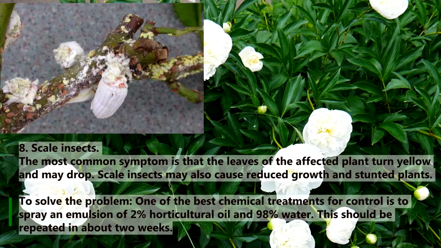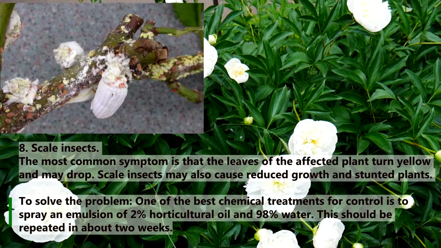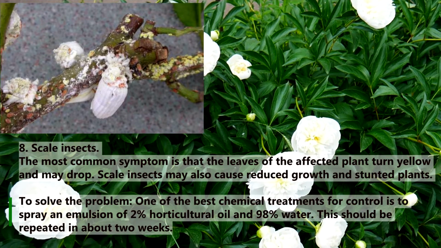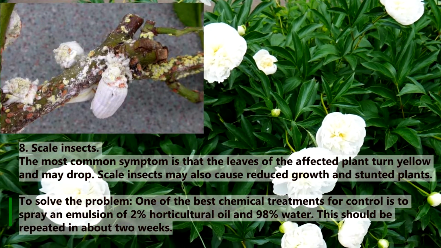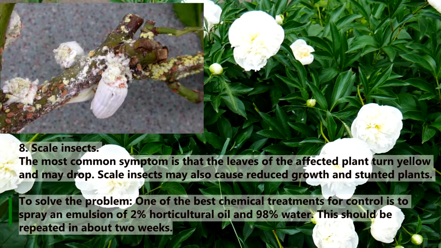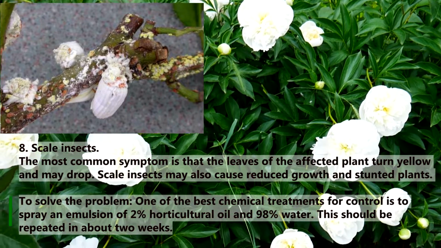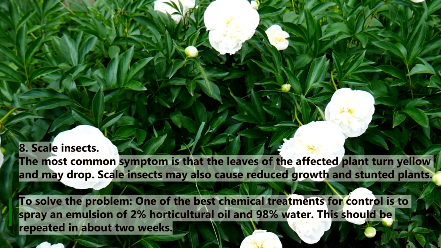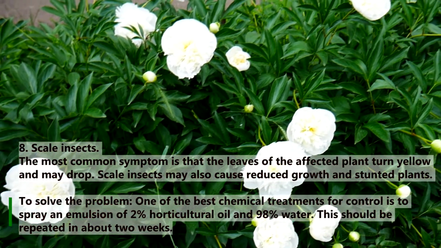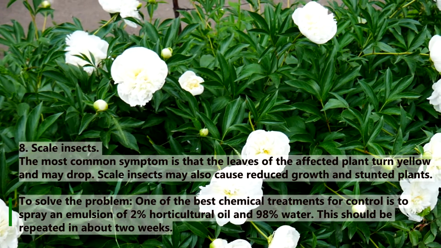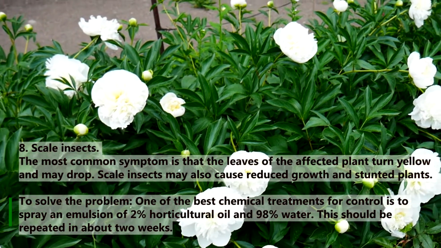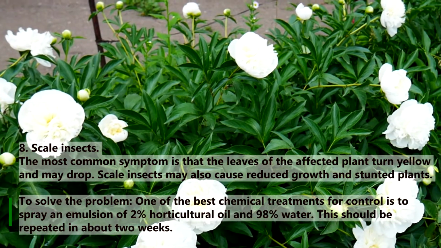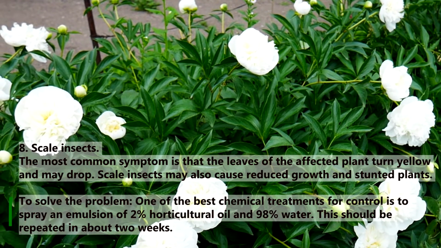8. Scale insects. The most common symptom is that the leaves of the affected plants turn yellow and may drop. Scale insects may also cause reduced growth and stunted plants. To solve the problem, one of the best chemical treatments for control is to spray an emulsion of 2% horticultural oil and 98% water. This should be repeated in about 2 weeks.